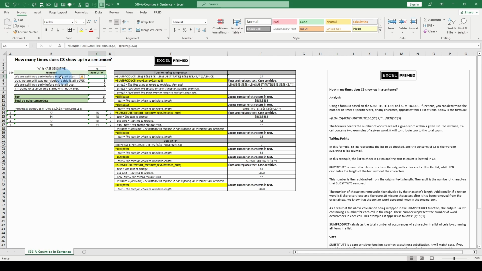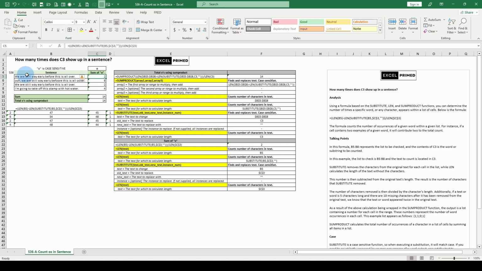How many times does C3 show up in a sentence? Let's take a look here. We are still way before, well, here's a string. How many O's are in here? How many O's? Not zeros, O's, in each sentence or in each cell. Well, here's 2. What are we going to do?